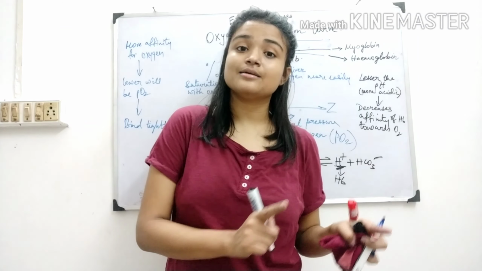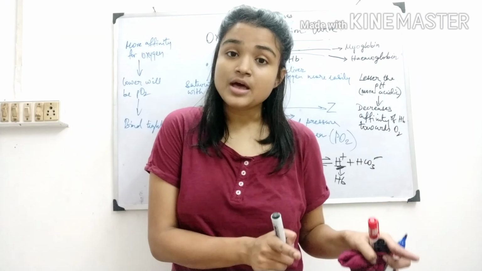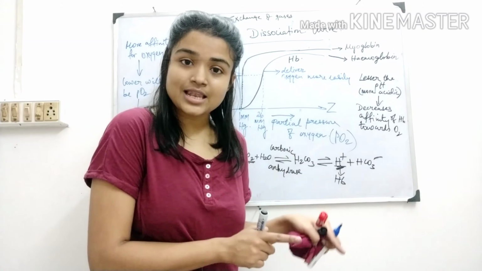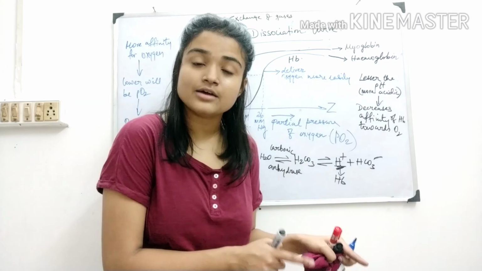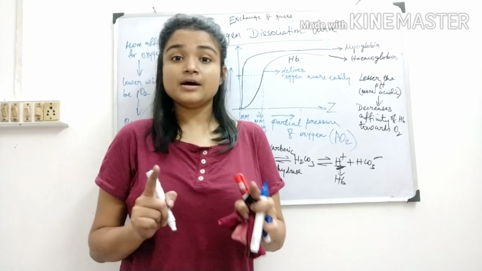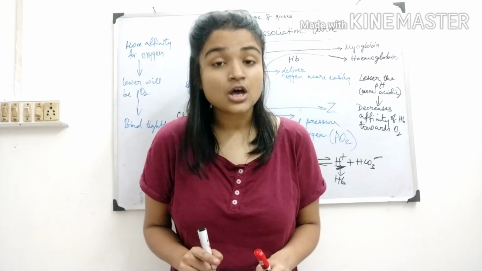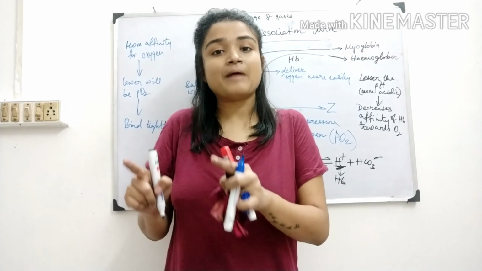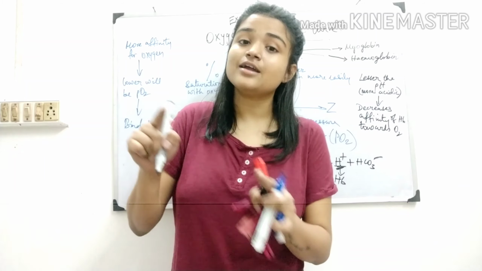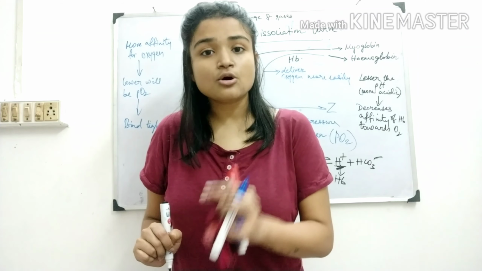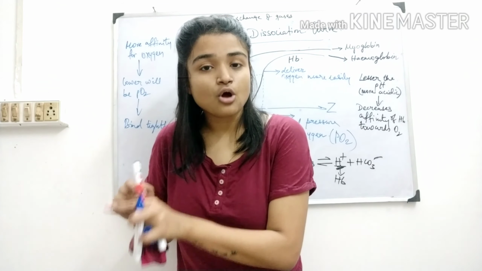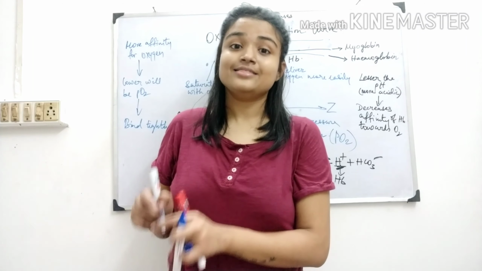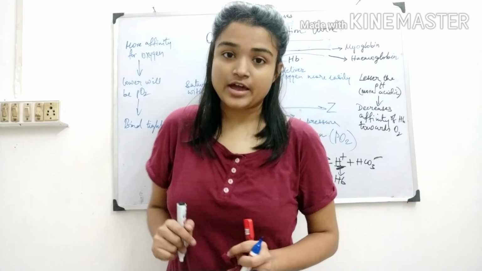On the other hand, the bicarbonate that is formed is coming out of the cell and joining with the sodium ion, forming sodium bicarbonate. But the cell is losing negative charge. So to maintain that balance, chloride ions are coming inside the cell, to balance the loss of negative charge, and this is Hamburger's effect.